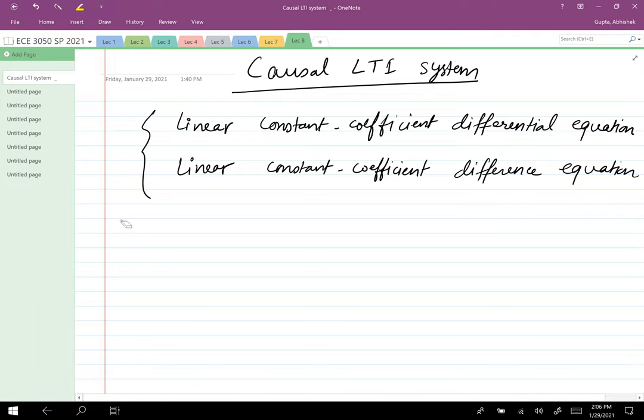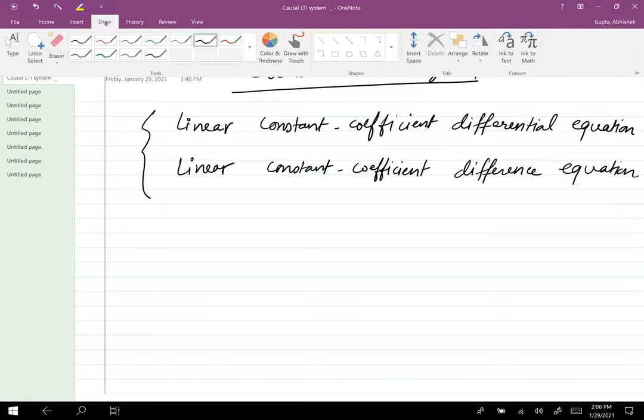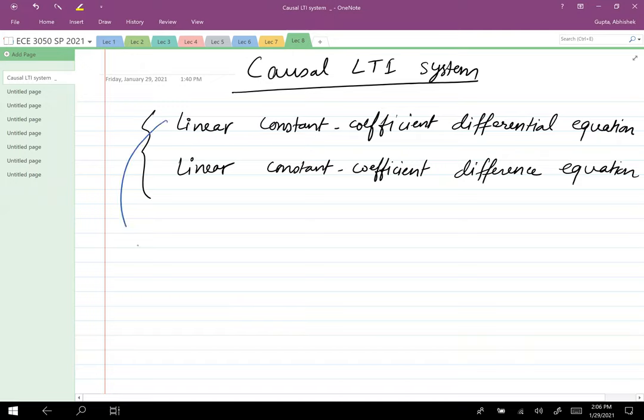So let me write some examples. The examples of differential equations are RC, RLC, LC, RL circuits.